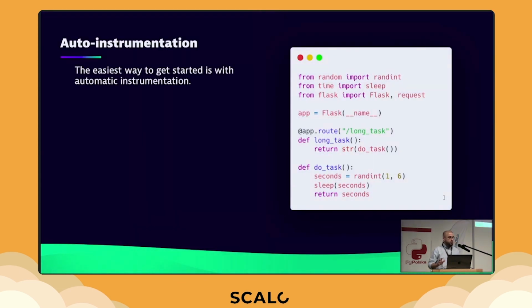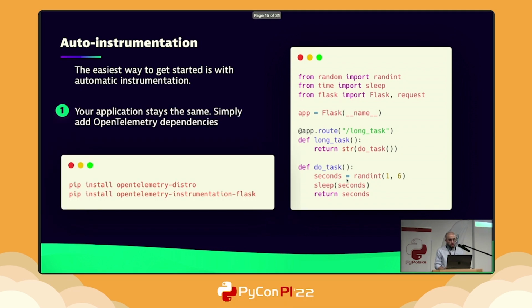Here is a small example. We have a little Flask application which just exposes one route. And what we do here is we sleep randomly from 1 to 6 seconds, nothing fancy. And that's like an entire code for this application. So in order to make it work, you just need to install a couple of libraries.